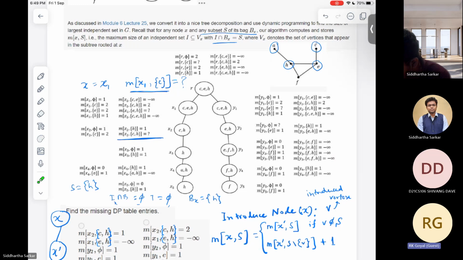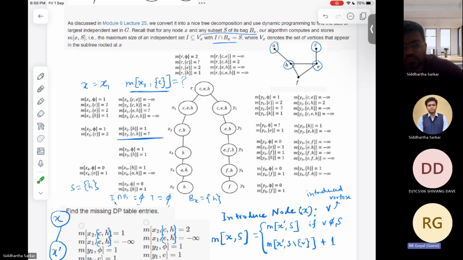If I consider one possibility, the intersection of AC with C, clearly this value is C, so its value would be 1. And if I consider only H, then its value would be 5. But if I consider both C and H, then also its value would be 1.